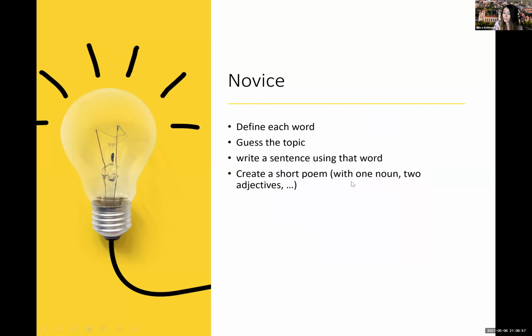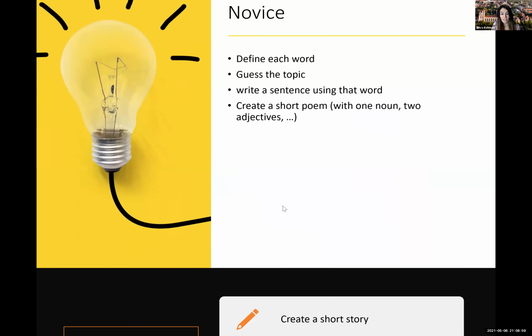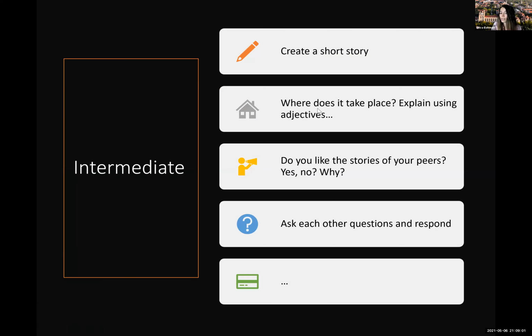You tell them with 1 noun, 2 adjectives, 1 verb, etc. And intermediate, create a short story. Where does it take place? Explain. Do you like the stories? Ask each other questions and respond.